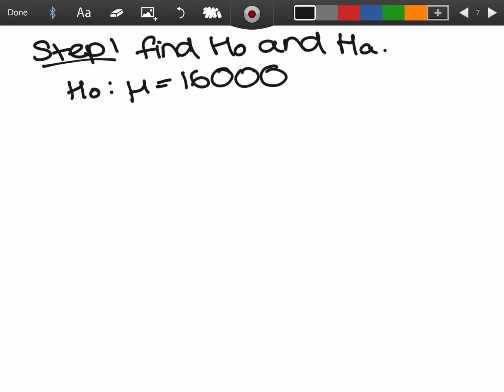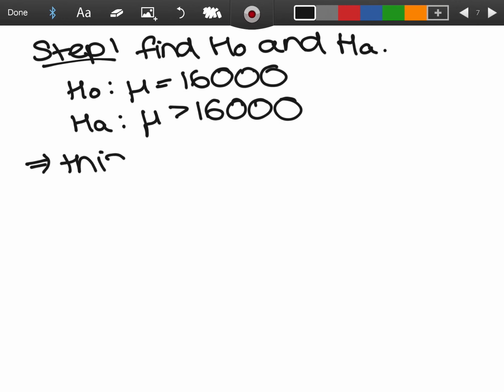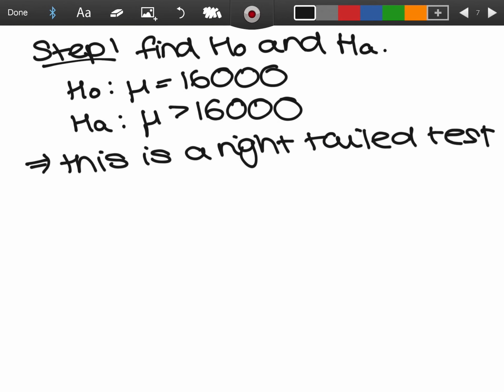is 16,000 hours. But for the alternative hypothesis, he believes that with what he's done here, the mean is now greater than that. That's what he wants to test. He wants to test whether there is an increase in the life of the chip. So we are testing that. So we now have a right-tailed test. Because we have a greater than, it is a right-tailed test. If it was a less than, it would be a left-tailed test.